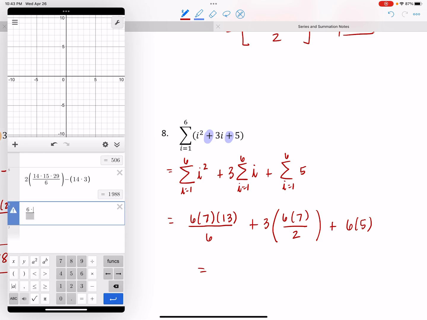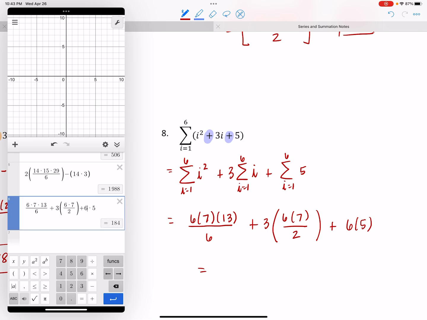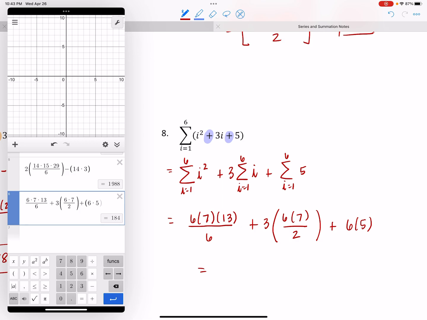And now an actual computer, because mine, yeah, you've already seen it. 6 times 7 times 13 in the numerator, 6 in the denominator, and then we're going to add to that 3 times another fraction, 6 times 7, which, I mean, I know it's 42, but I'm going to put it all in here to be safe, and then lastly 6 times 5, which again I know that's going to be 30, but I've come this far, why roll the dice? And I end up with 184, so that is the sum for that.